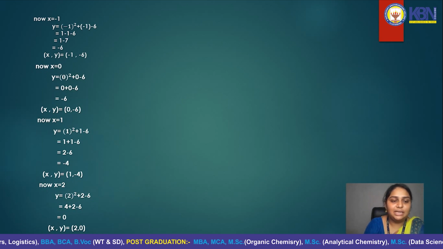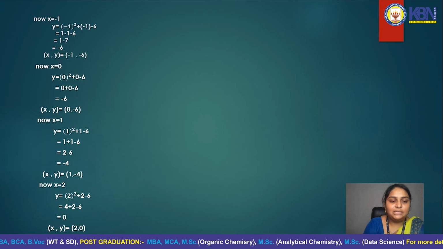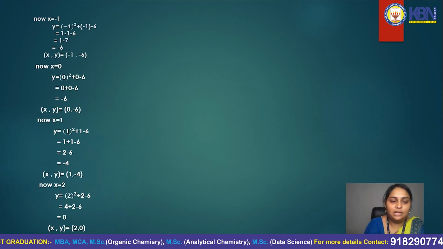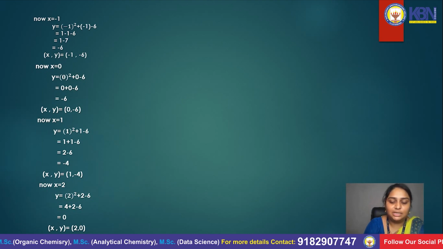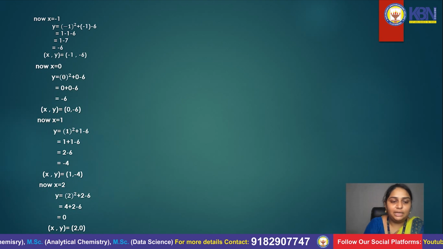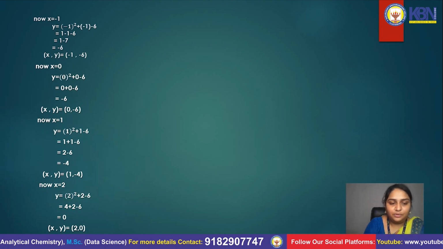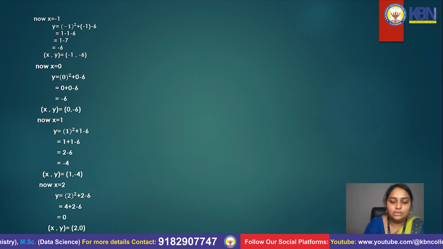And the next point is x is equal to 2. When x is equal to 2, the function is 2 square plus 2 minus 6, which results 4 plus 2 minus 6. 4 plus 2 means 6. 6 minus 6, which results 0. That means at the point x is equal to 2, we got the function y is equal to 0.